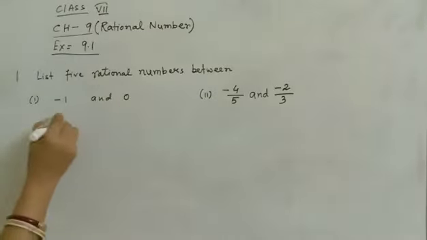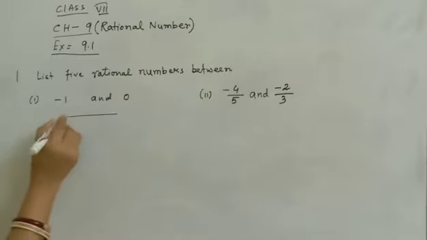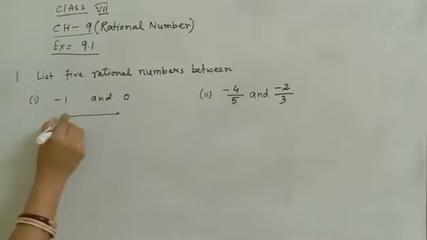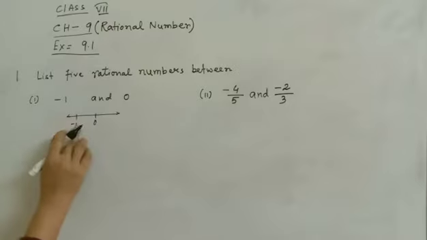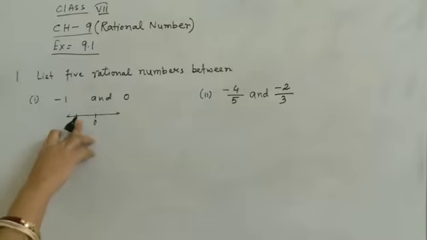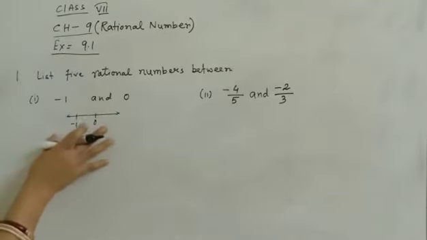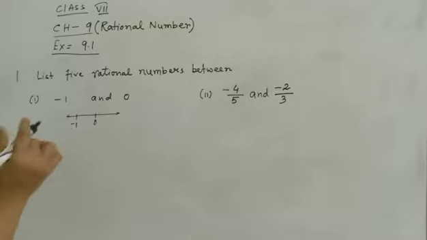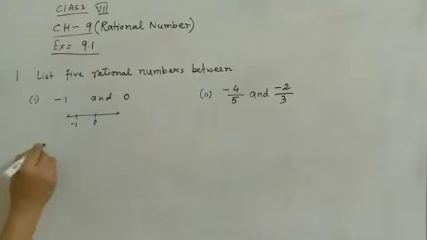On a number line, between 0 and -1, you can insert unlimited rational numbers in between two given consecutive numbers. So it is now the first sum. Try to understand how we are doing this: 5 rational numbers in between two rational numbers.